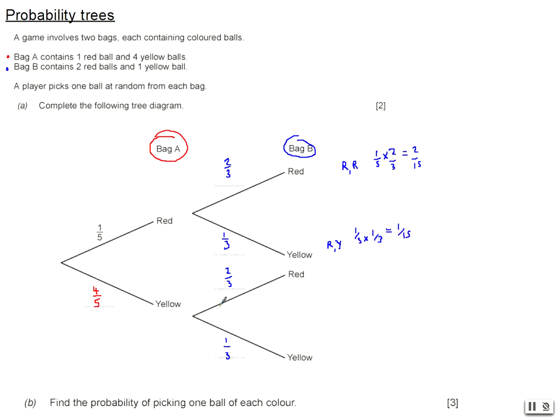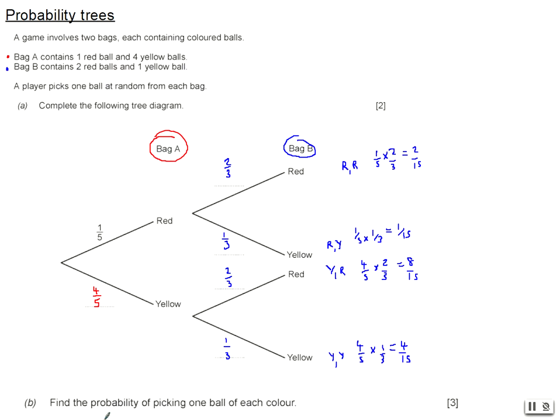Then if we go down and up, it would be yellow followed by red. So that is 4/5 times 2/3. That is 8 over 15. And the last combination is yellow followed by yellow, which is 4/5 times 1/3, which is 4 over 15. Now, what acts as a nice little check as well is if we add these 4 probabilities together, they should come to one whole. And if we add these 4 together, what we'll see is they come to 15 out of 15. So we've done this first bit right.